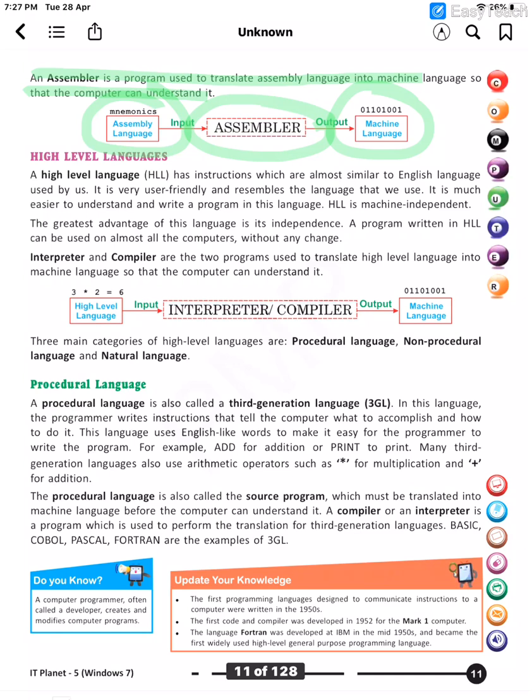Now, a high level language has instructions which are similar to the English language. So it uses English words, and these English-word-based dialects or commands are converted into the machine language of ones and zeros. Like you see, 3 into 2 equals 6. This is an HLL, and the binary equivalent of 6 will be the output. Who does the conversion? Two programs do it: interpreter and compiler.